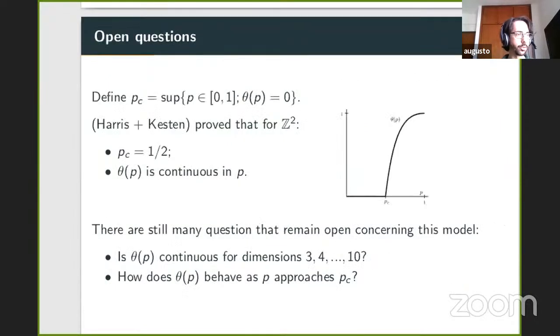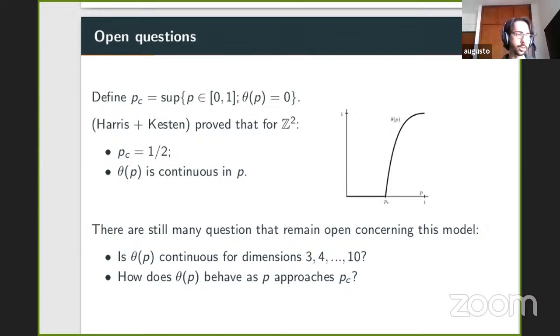So if you plot the function theta, of course, I have to do simulations for this. But if you do a large scale simulation, you're probably going to see something similar to this graph I'm picturing here. So it has a plateau from zero. I don't think you can see my cursor, right? Yeah. So it has a plateau from zero to some value, after which it abruptly starts to grow until it reaches one. So this point we implicitly define as the supremum where theta is zero is the critical point.